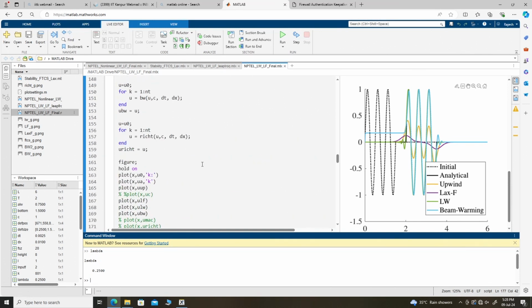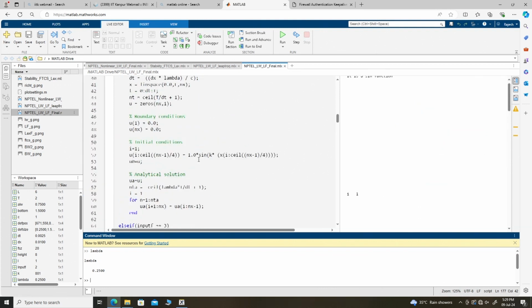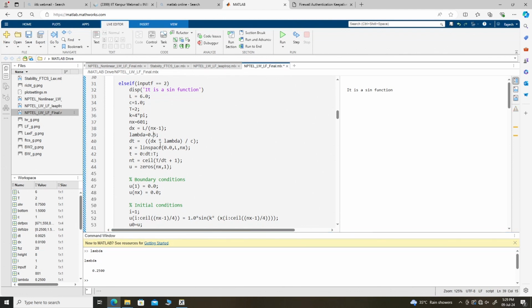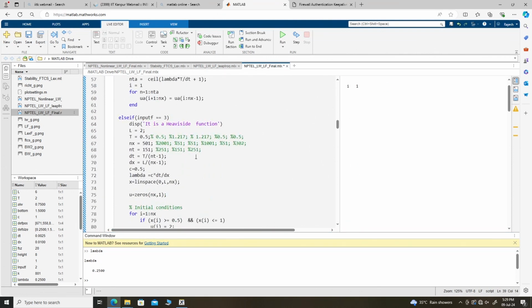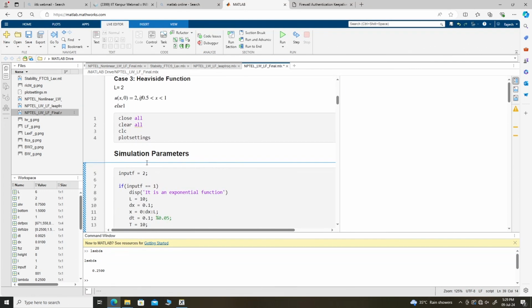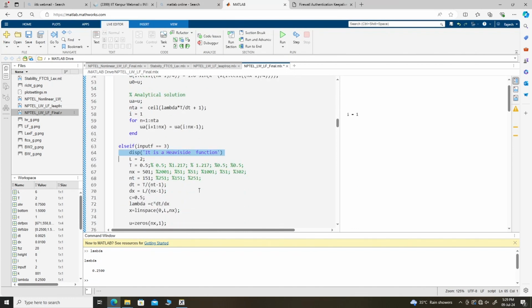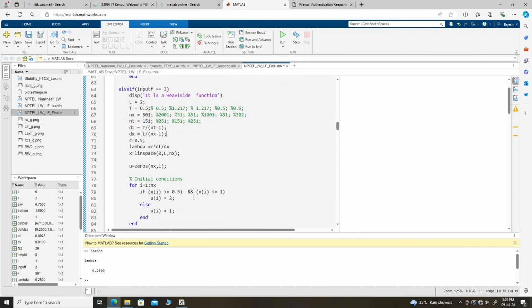As we discussed last time, lambda should not be very small if you are using the Lax-Friedrichs scheme because the dissipation will be very high. Finally, let me change it back to, let us say, 0.5. Finally, I will show you the Heaviside function. So, change the input to 3. This is my third input, which is the Heaviside function, which is basically initially a box, and let me just run this.